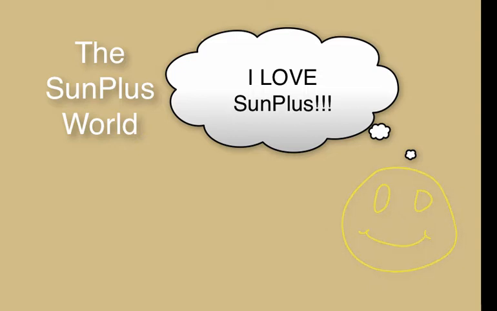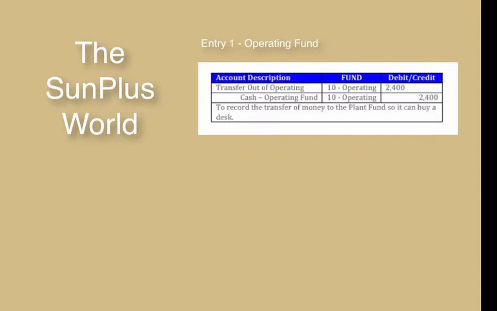In Sun Plus, the first entry will be in the operating fund. And once again, these are the basic case of the buying of the desk. So for entry 1 in the operating fund, we're going to be debiting transfer out of operating, and this will be in the operating fund. The credit side of this entry will be to the cash in the operating fund, and this is the entry that will record the transfer of money to the plant fund so that it can buy a desk. And you may be asking how that's possible with this simple entry, and that will be with the use of analysis dimensions. In this entry, the operating fund has paid the desk company directly.